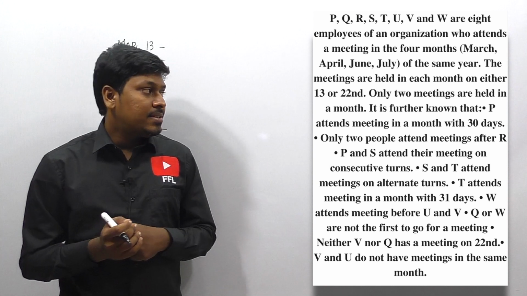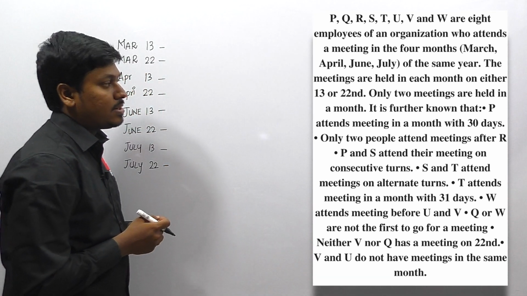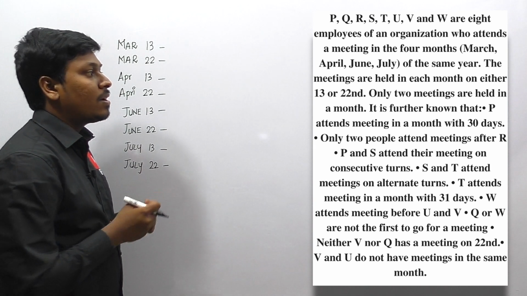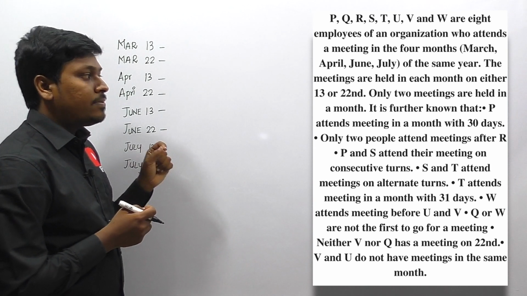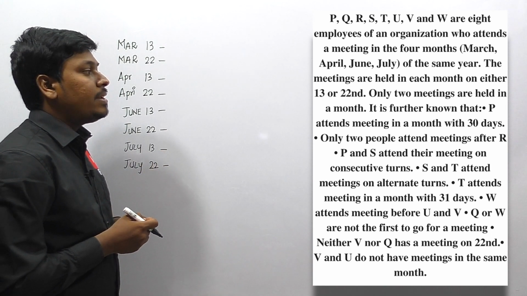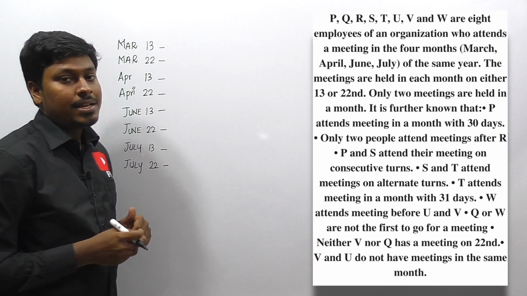So friends, let me start this video with an interesting arrangement question. P, Q, R, S, T, U, V, W are 8 employees of an organization who attend a meeting in 4 months, that is April, June, July and March of the same year. The meetings are held in each month on either the 13th or 22nd.